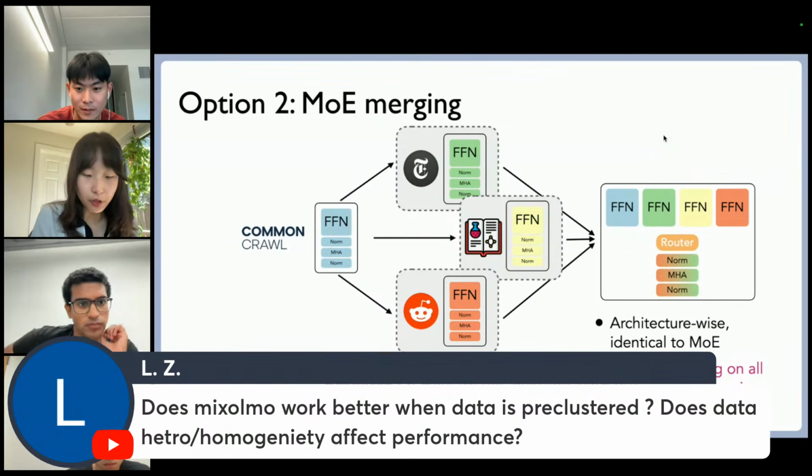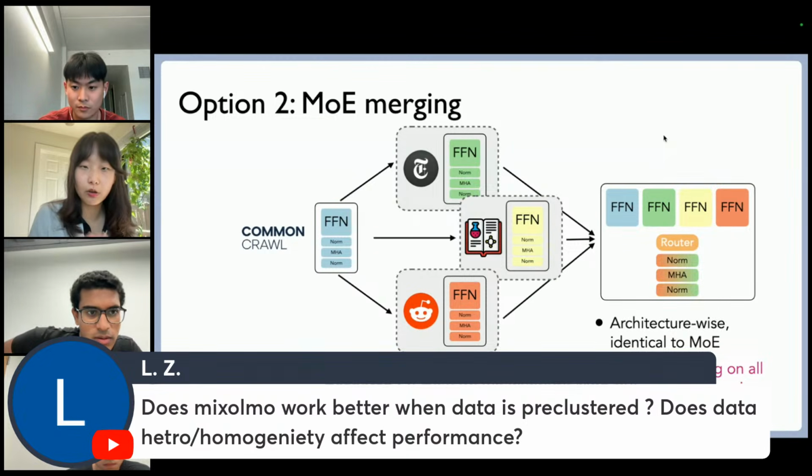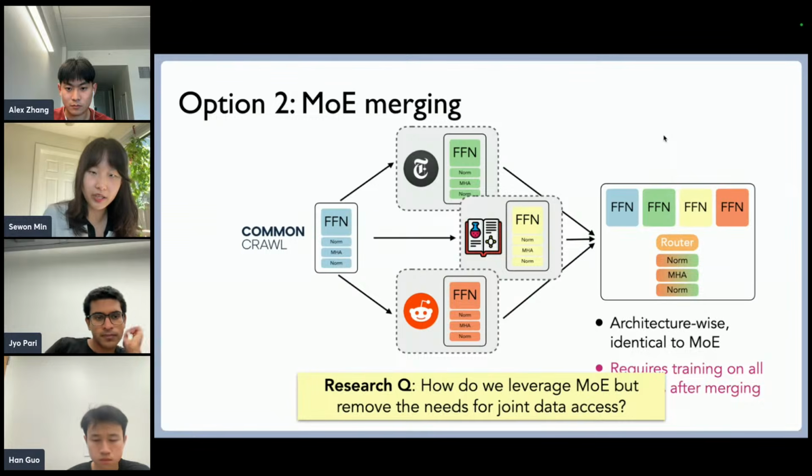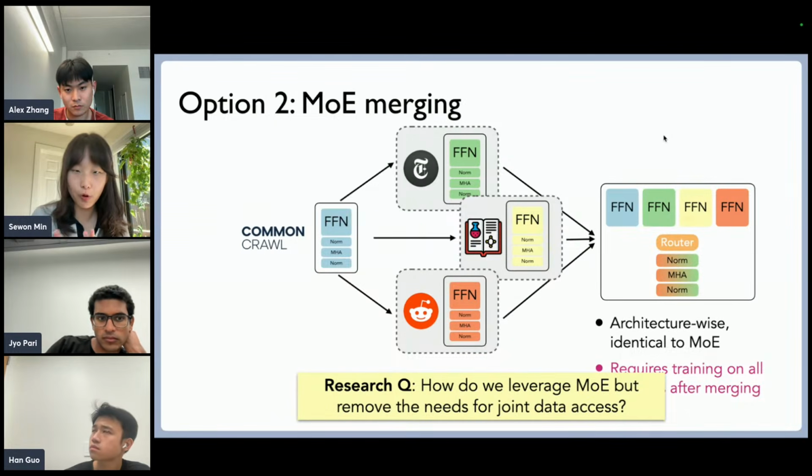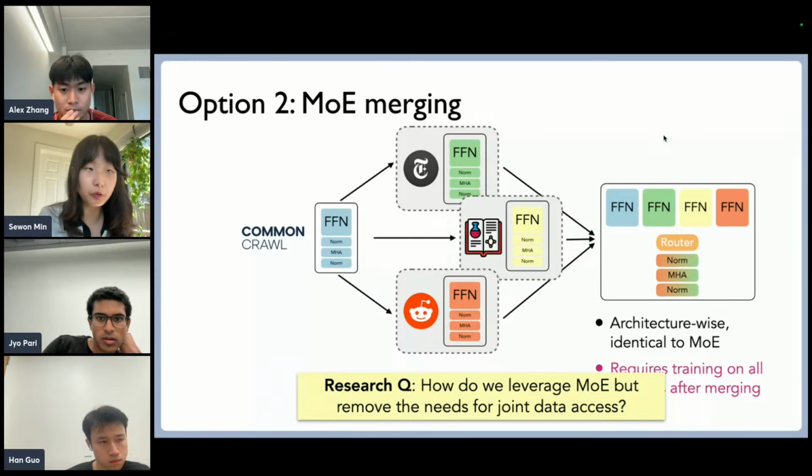I see. That's a great question. So in our setup, we assume the data sets are independent from each other, based on the sources. For instance, we consider all Reddit data as one data set and one PDF as one data set, things like that. But that's a great question.